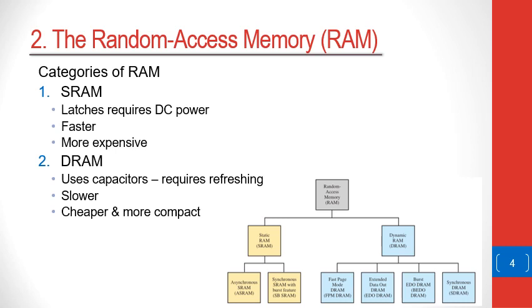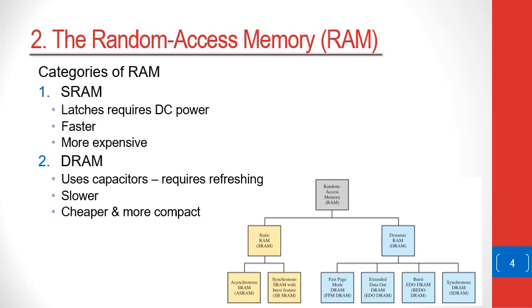So there are two main categories of RAM, that is SRAM and DRAM. SRAM being static RAM, DRAM being dynamic RAM. The difference is that SRAM uses latches as the memory elements, which require power in order for them to keep record of what's in memory. So as long as there's DC power, the SRAM will be able to store data. But as soon as power goes off, the data is lost. So it's a volatile type of memory because of that.